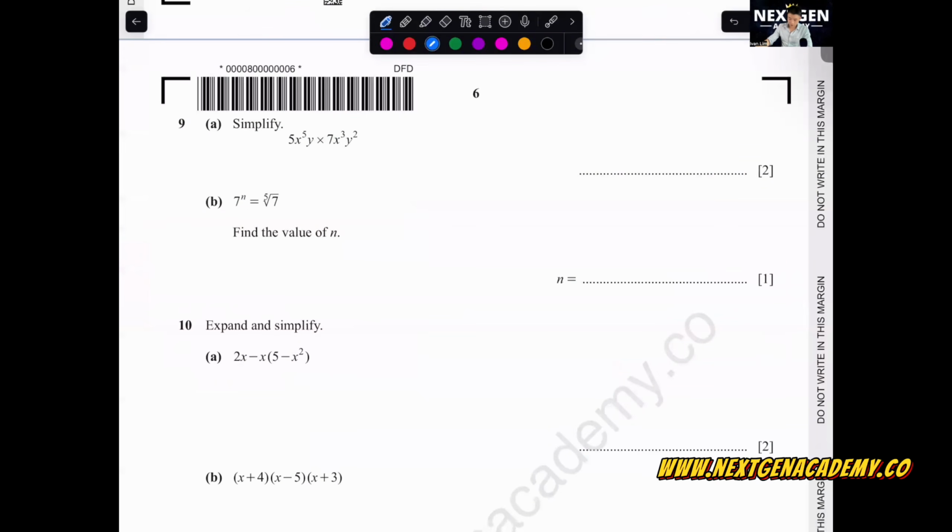Simplify 5x to the power of 5y times 7x cubed y squared. Okay, simplify. We're going to multiply. This one will be 5 times 7, 35. If you multiply, same base, you add the power. So here will be x to the power of 8. Yeah, I'll write down the full working, but you don't have to write like that. And this one, y, 1 plus 2, which is 35x^8y cubed.